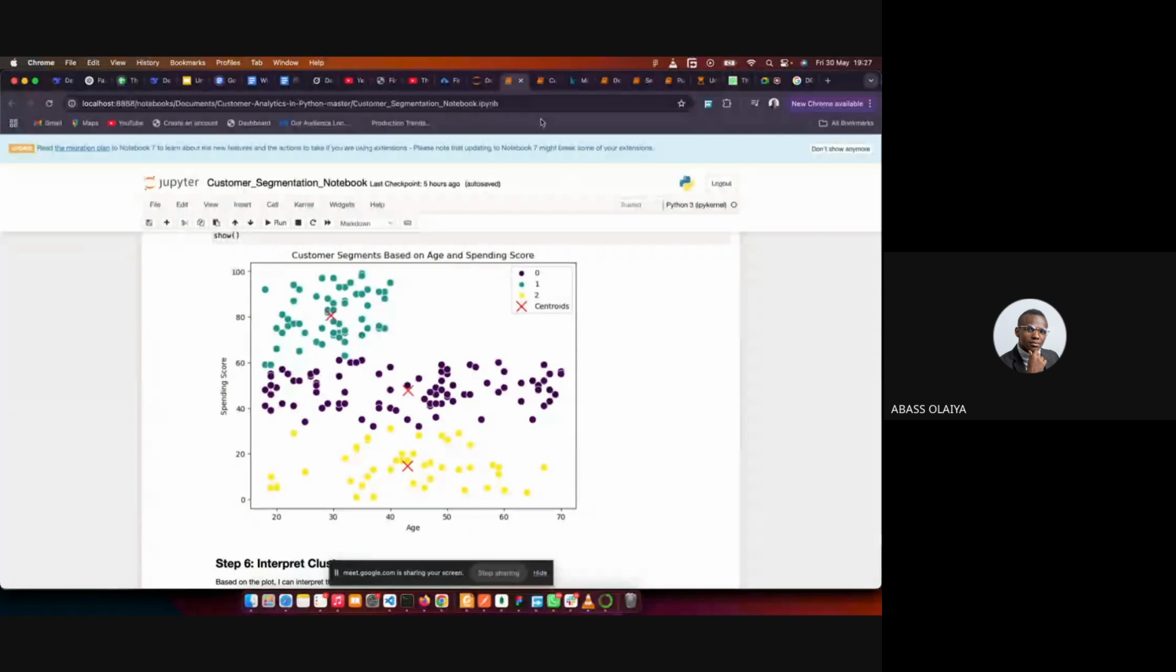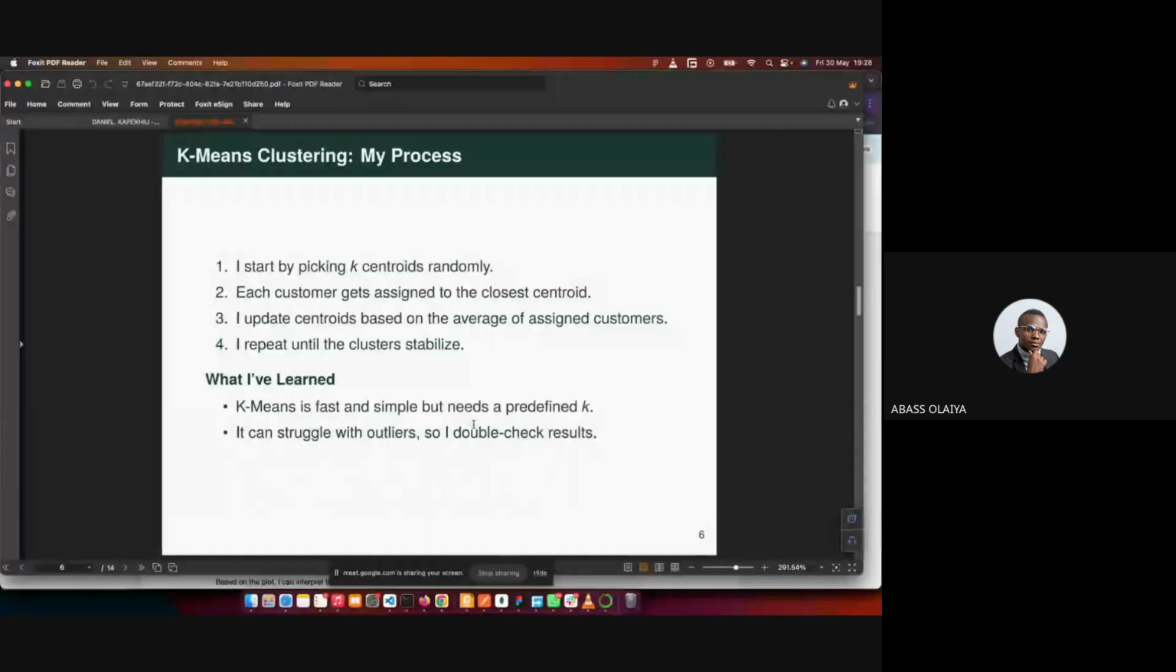So let me go back to my slides before I come to actually run the code with us. So then I update my centroid based on the average of the assigned customers. Then I repeat until the cluster stabilizes. That's basically what K-means clustering is doing. K-means is faster and simpler, but needs a predefined number of clusters.